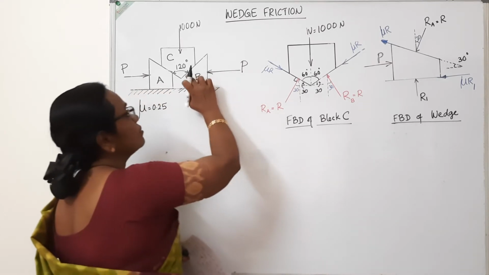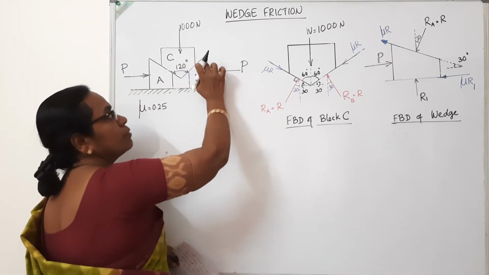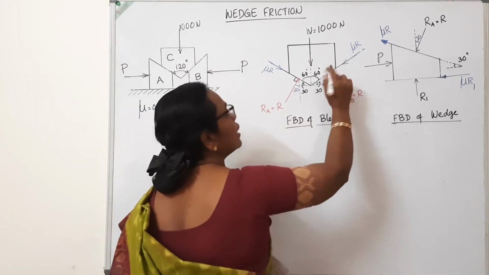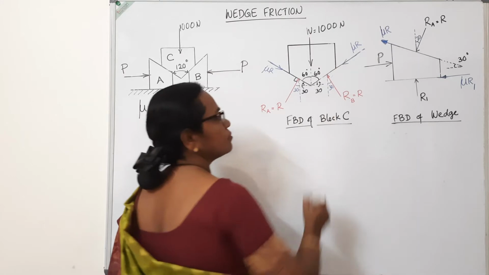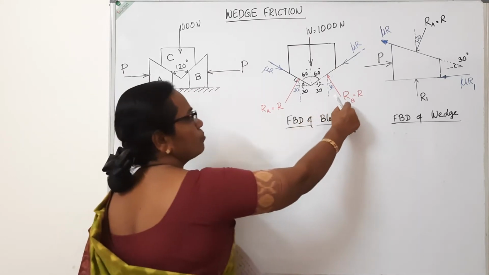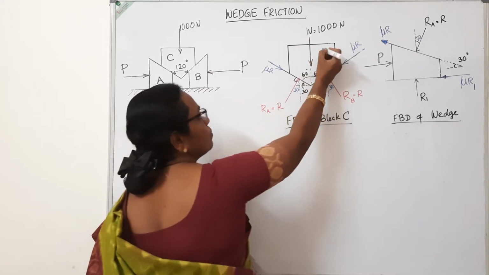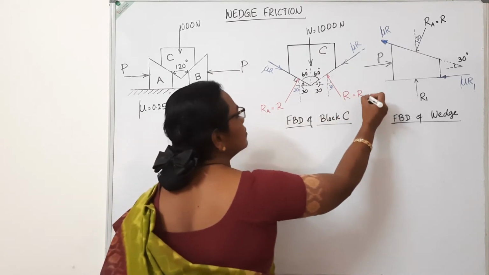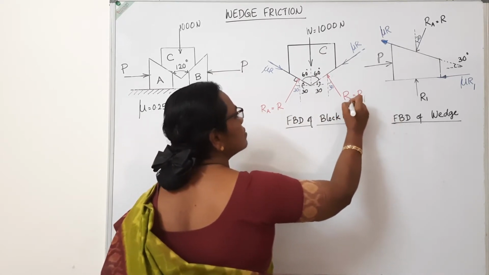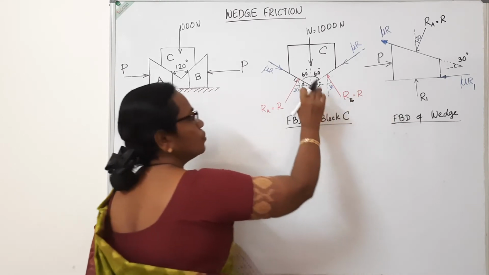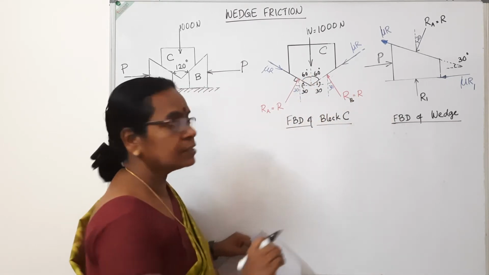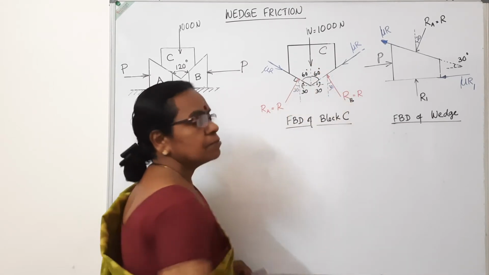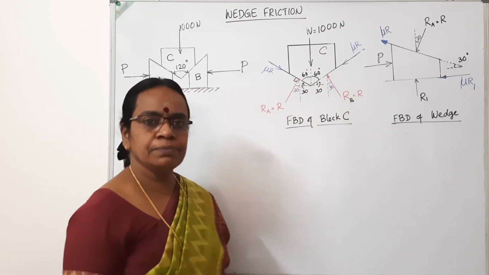Similarly, at this contact surface between C and the wedge B, there will be a normal reaction, perpendicular to the surface. So this is from the block B to the block C. I have marked it RB, which is the same as R. So the three forces we can easily mark: the self-weight, and the normal reactions from A to C and from B to C.